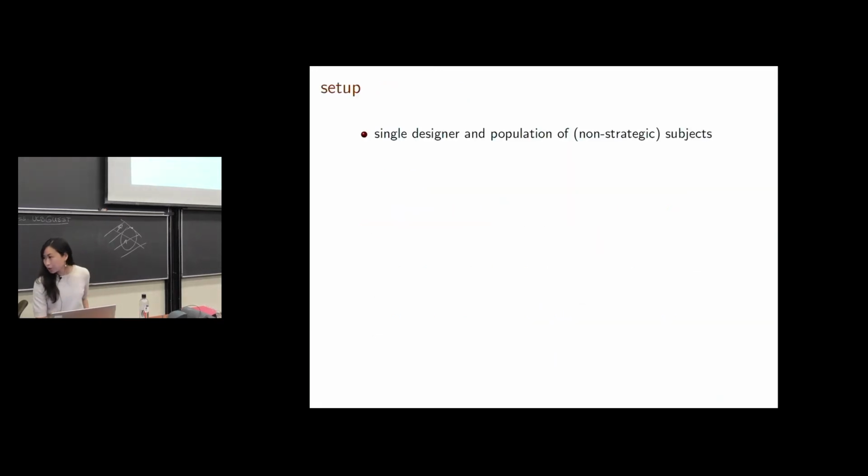All right, so let's jump straight into the framework. There's going to be a single designer and a population of non-strategic subjects. By non-strategic, I mean they're not going to actually do anything in the model. They're just there because we care about what we do to them.